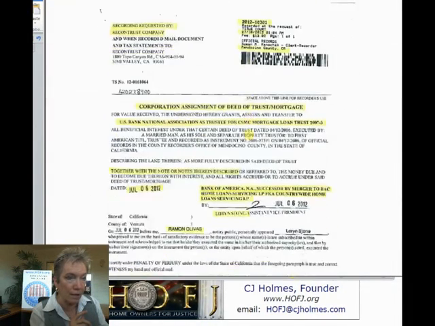The next thing that was filed on this property is a corporation assignment of deed of trust and mortgage. And again, now this was asked for by Recon Trust. You'll note that it was filed 7/10. In fact, all 3 of these were filed.